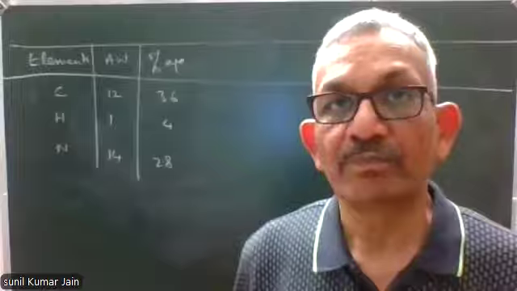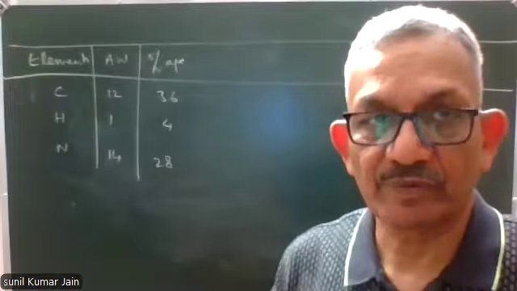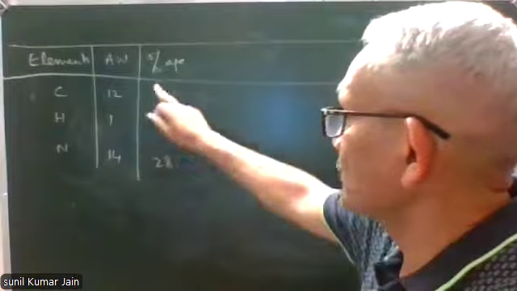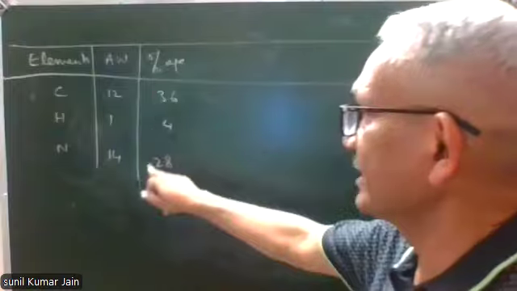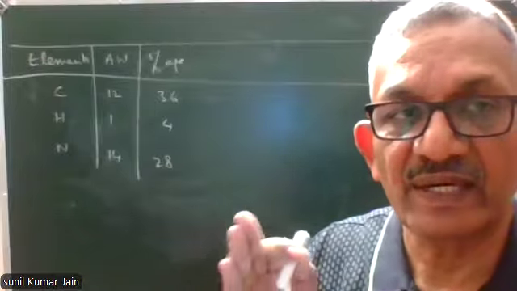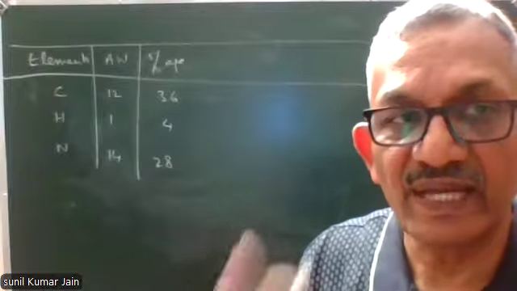Now listen carefully. Before we proceed further into the numerical, the very first thing you should do is add these percentages. The sum of these percentages should be 100. But in this case, when you add, this comes out to only 68. If it is not 100, then it is understood, I'm repeating, it is understood that the leftover is oxygen. So the next element is oxygen. Atomic weight is 16, and the leftover is 32.